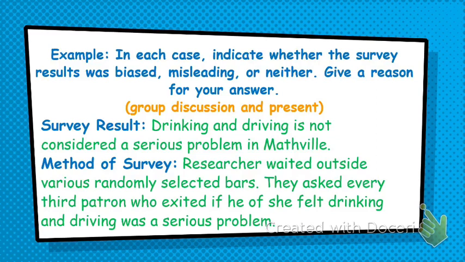All right, now we're going to look at different types of bias, see if we can determine what they are. Drinking and driving is not considered a serious problem in Mathville, is the survey result. Their method of survey: a researcher waited outside various randomly selected bars, and asked every third patron who exited if he or she felt drinking and driving was a serious problem.